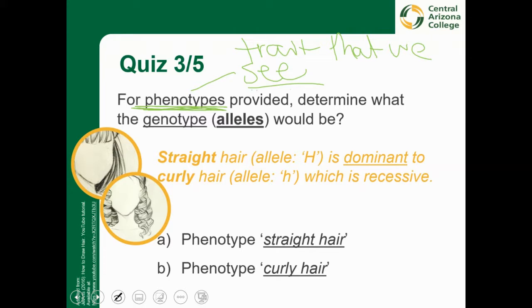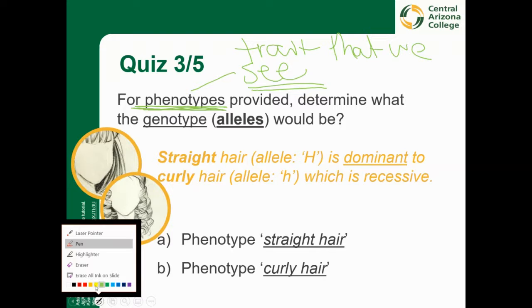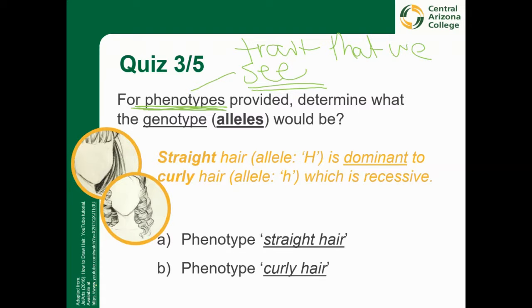So we see this trait, this is the phenotype, but we do not know what the genotype for that individual would be. So we're left with a question mark for the genotype. We will need to work out the alleles that could be behind this particular phenotype that we see. And to do that, I provided a little bit more information.